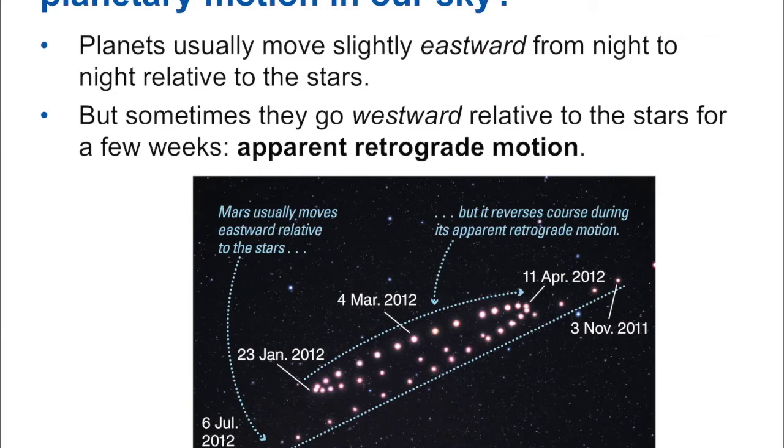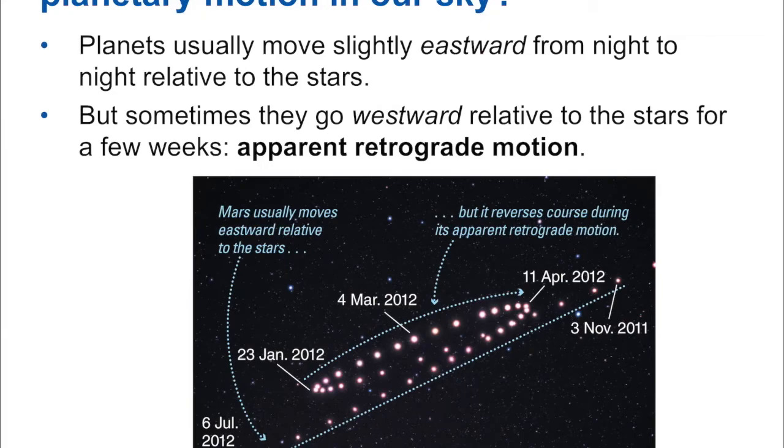But sometimes they go westward relative to the stars for a few weeks. They appear to just start drifting backwards. They're like these weird wandering stars. That's what they were sometimes referred to in ancient texts, as wandering stars. Because it'd be one thing if they just always moved one way, but then they drift backwards, right?